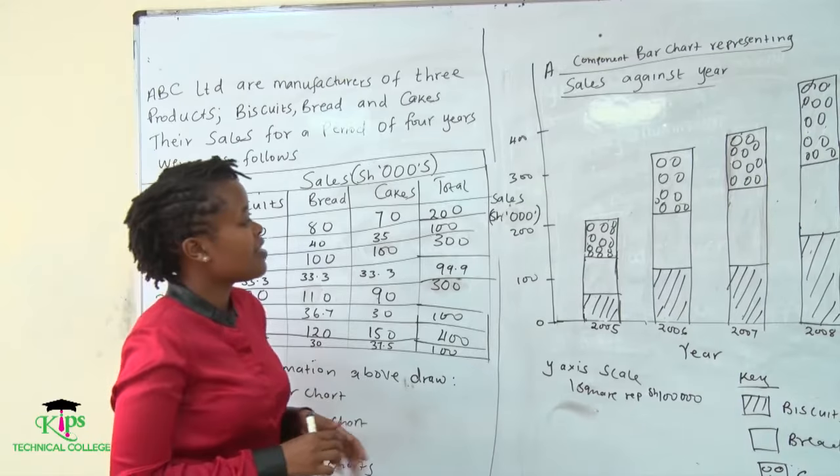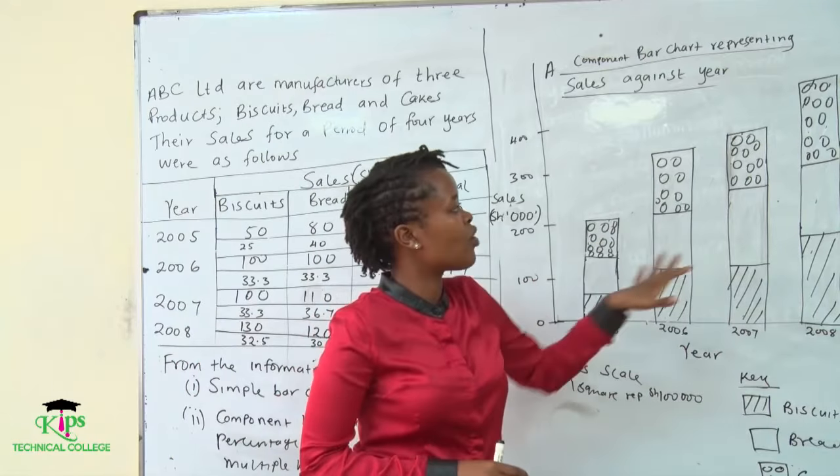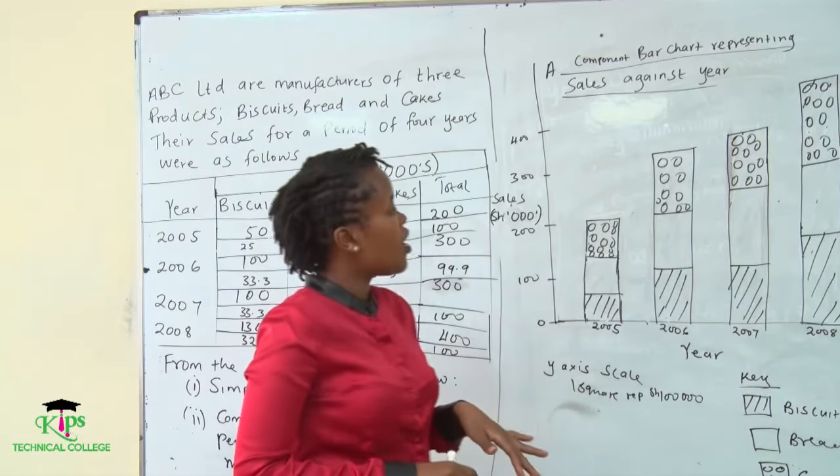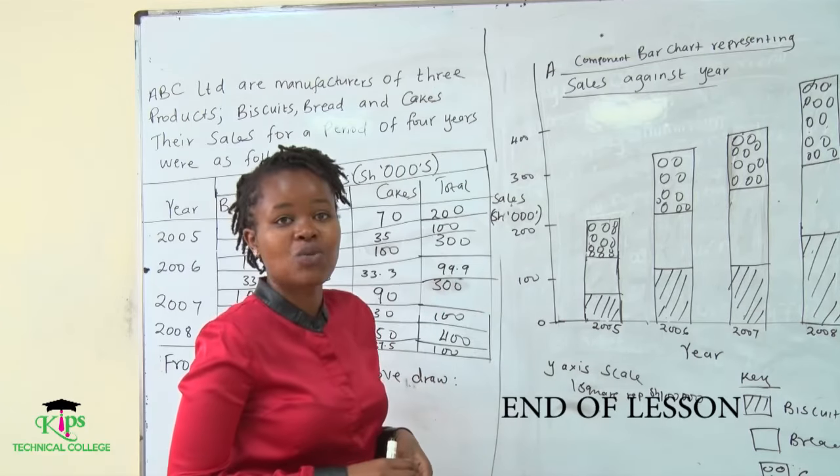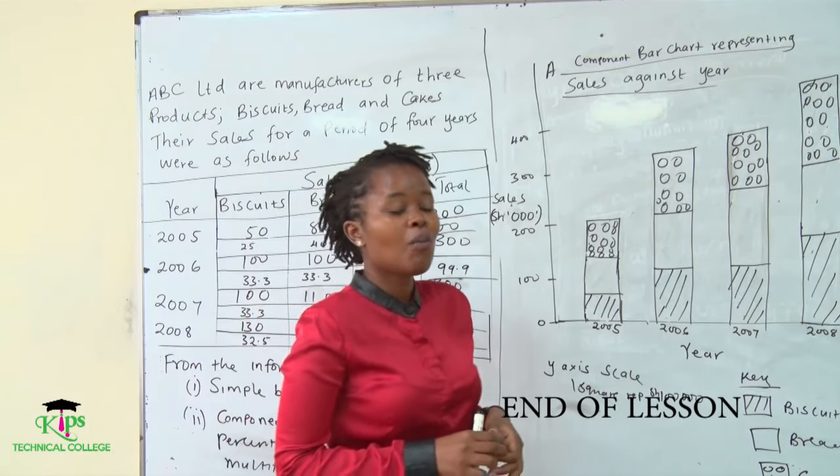So that is a percentage component bar chart representing sales for this company, ABC Limited. In this case, you are able to make comparison between the two. Yeah, and that's it for component bar chart. So the next one is multiple bar chart.